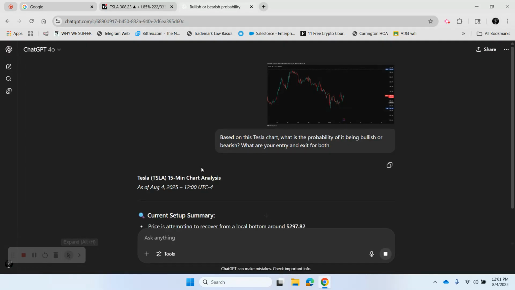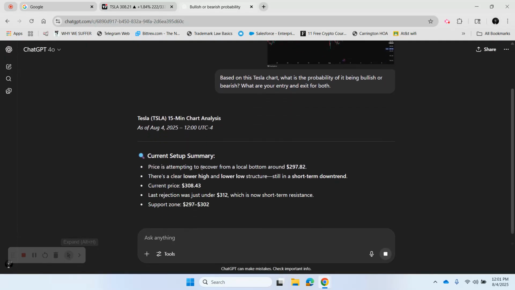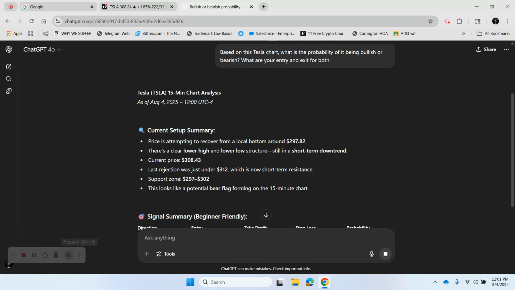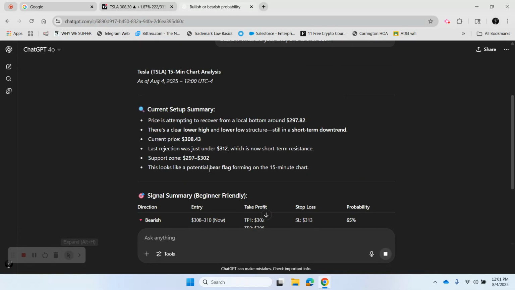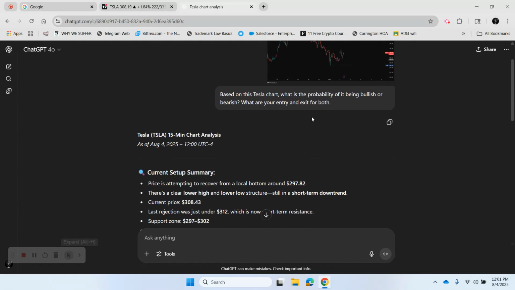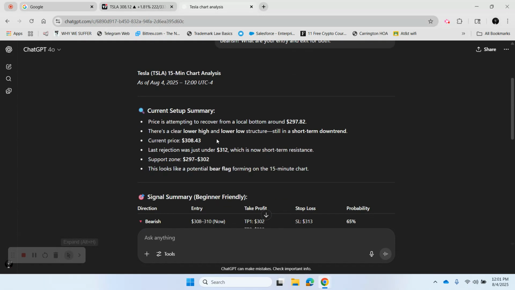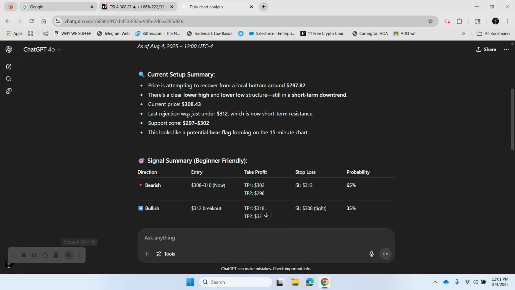All right, this is what it's giving me. Current setup summary: price attempted to recover the local bottom around 297.82. There's a clear lower high, lower low structure, still a short-term downtrend. Current price 308. Last rejection was just under 312, which is now short-term resistance.